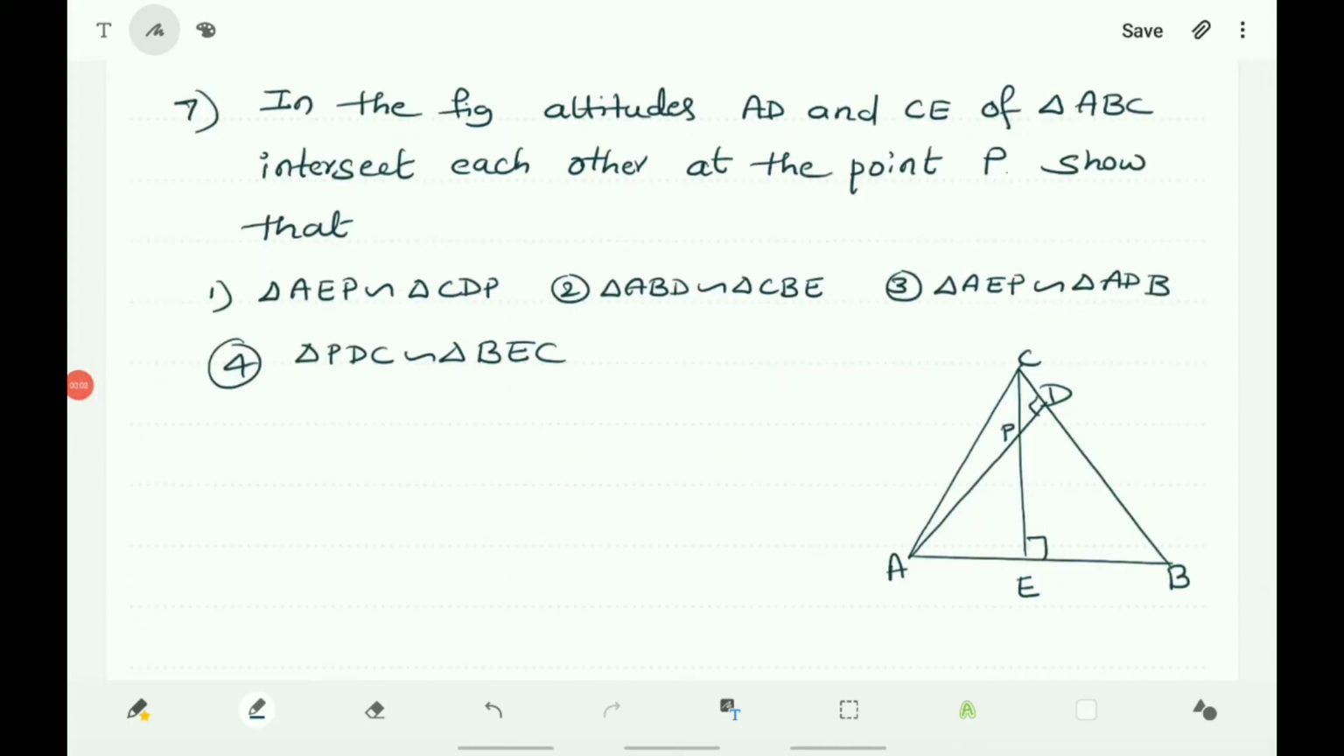Now come to the seventh question. In the figure, altitudes AD and CE of triangle ABC intersect each other at the point P. Show that triangle AEP is similar to triangle CDP, and triangle ABD is similar to triangle CBE, and triangle AEP similar to triangle ADB, and triangle PDC similar to triangle BEC.